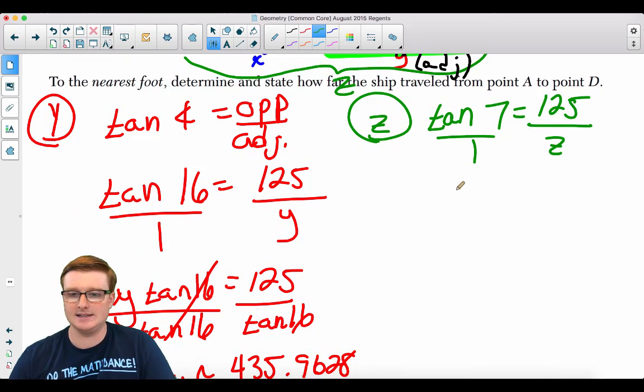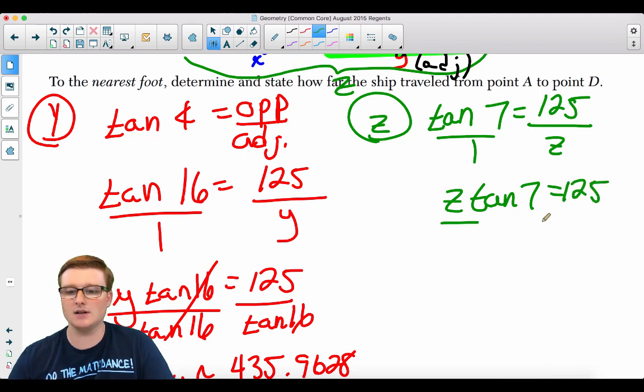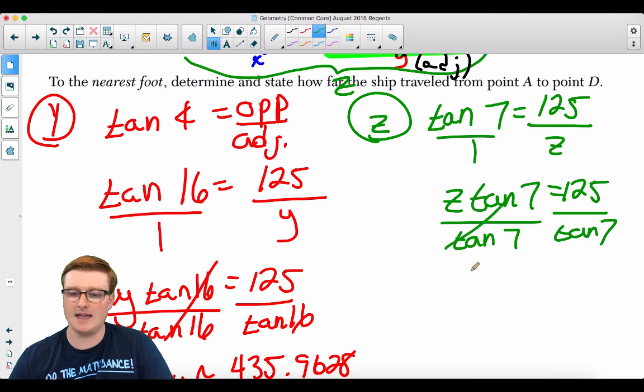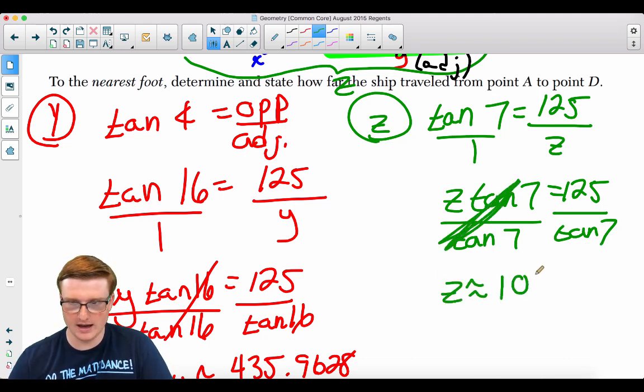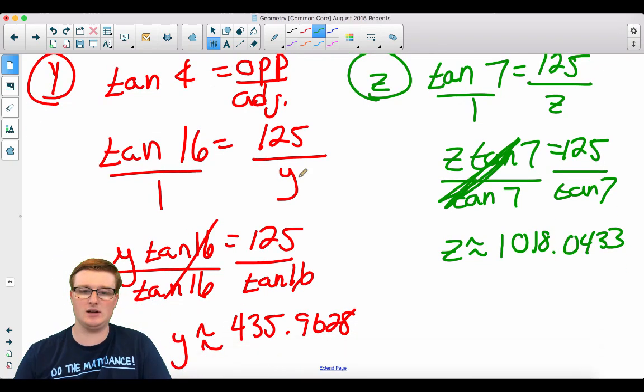So we get Z tan of 7 is equal to 125. Divide by the tan of 7 on both sides. And we get Z is approximately equal to 1018.0433. Just type that into your calculator and you'll get that.